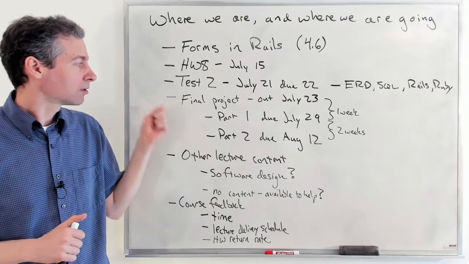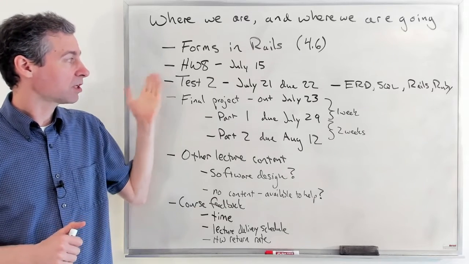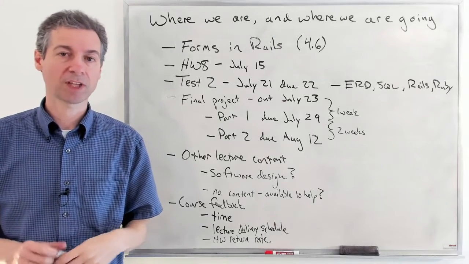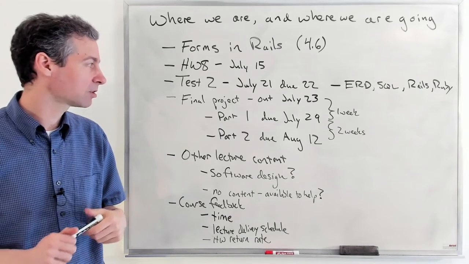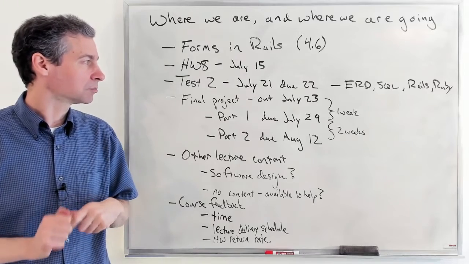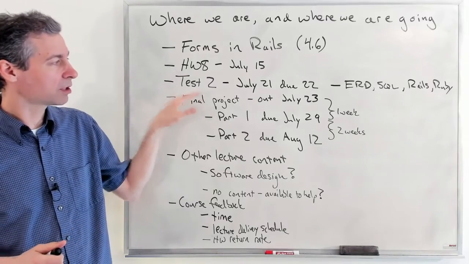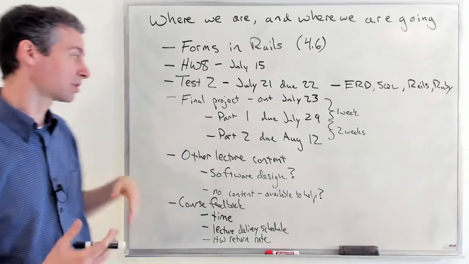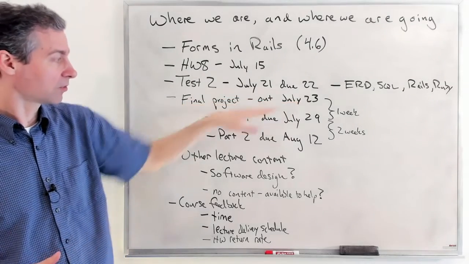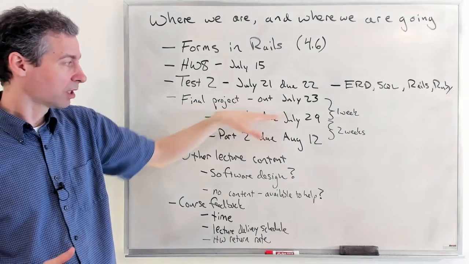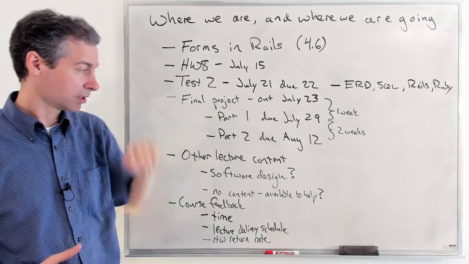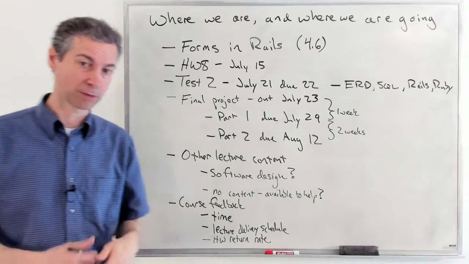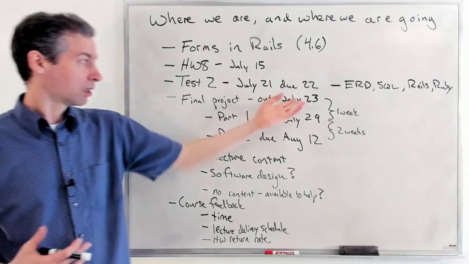Okay. Then after you do your test two, then you're into this final project. We will actually strive to have the whole entire project out on July 23rd. If we can't do that, we'll give you on 23rd the part one, which is due in a week, and then when you get that turned in, we'll give you part two to work on. But I actually hope that we'll be able to give you the whole thing on July 23rd.